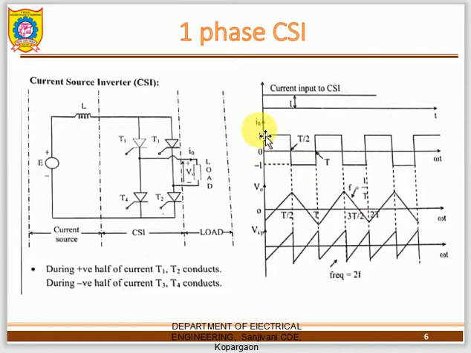Here the output current is a square wave. Previously, the output voltage was square. Here the output voltage is triangular. That's all. This is the difference between the current source inverter and the voltage source inverter. So the waveform is the differentiating factor.